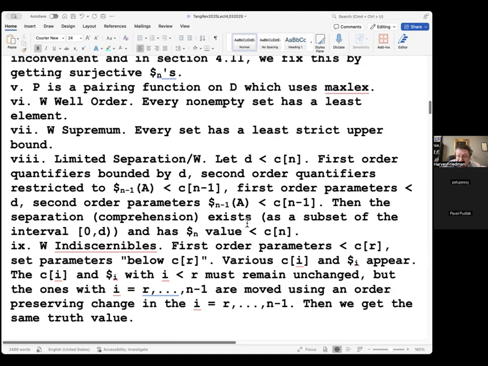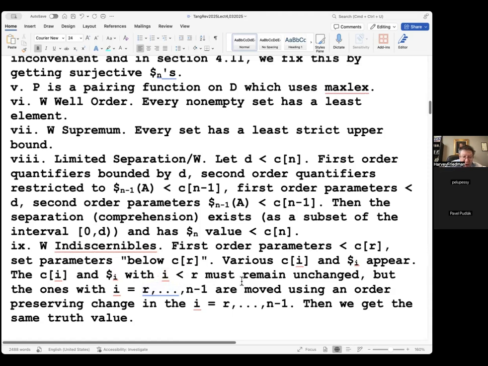And then finally, the indiscernibles have to be discussed. Here we say that if you have a formula and you fool with it a little bit, it has the same truth value. So there are going to be parameters in this formula. There are going to be parameters less than CR and set parameters below CR, meaning $sign sub R is less than C of R. Just set parameters like that. And we're going to have various C of I and dollar of I appearing.